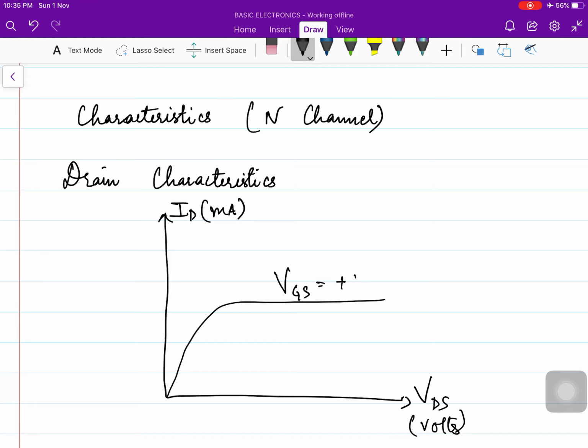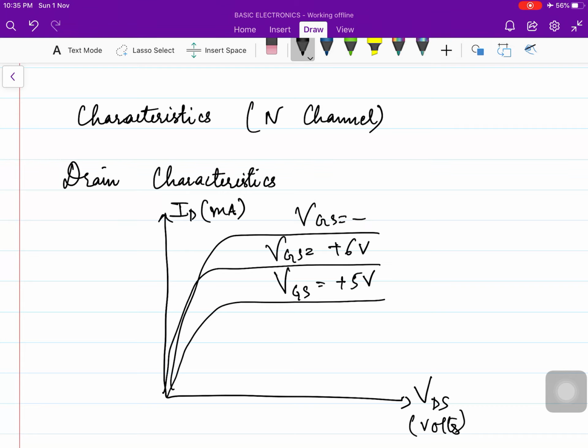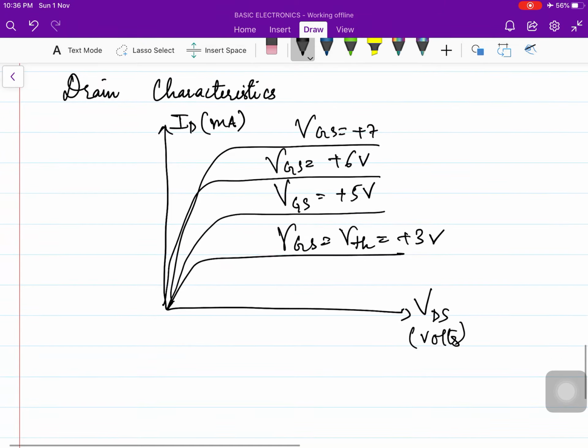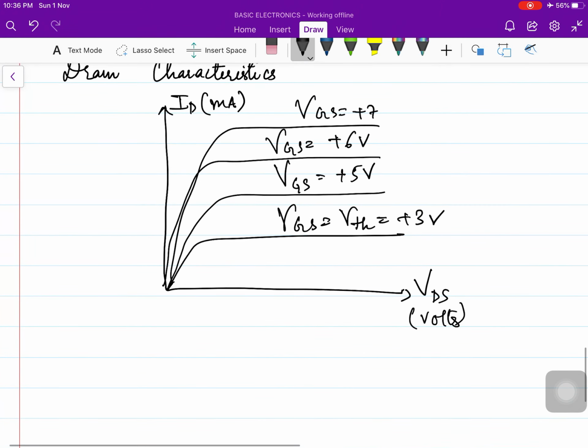So let it be plus 5 volt. So current goes on increasing as the values are getting more and more positive. When VGS was plus 1, then it has not reached the threshold voltage. Let the threshold voltage be 3 volts. So after 3 volts, the current will start flowing and it will be rising thereby. So this was the drain characteristics of enhancement MOSFET N-channel.